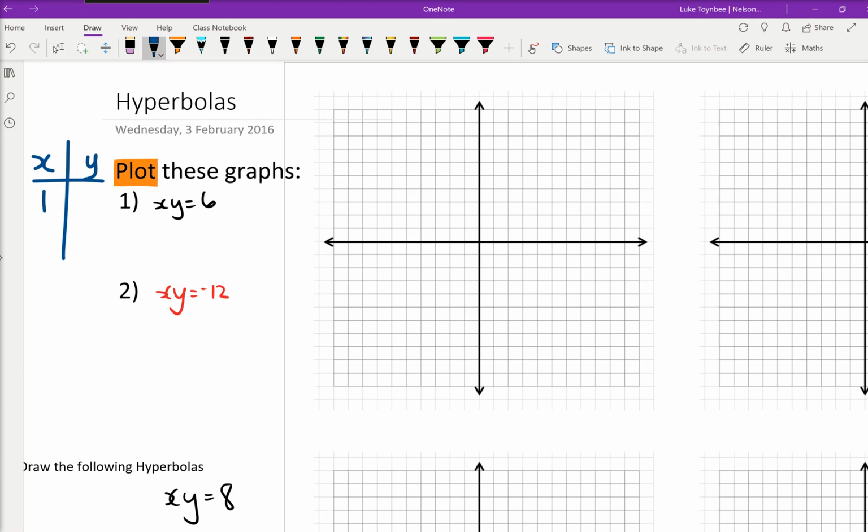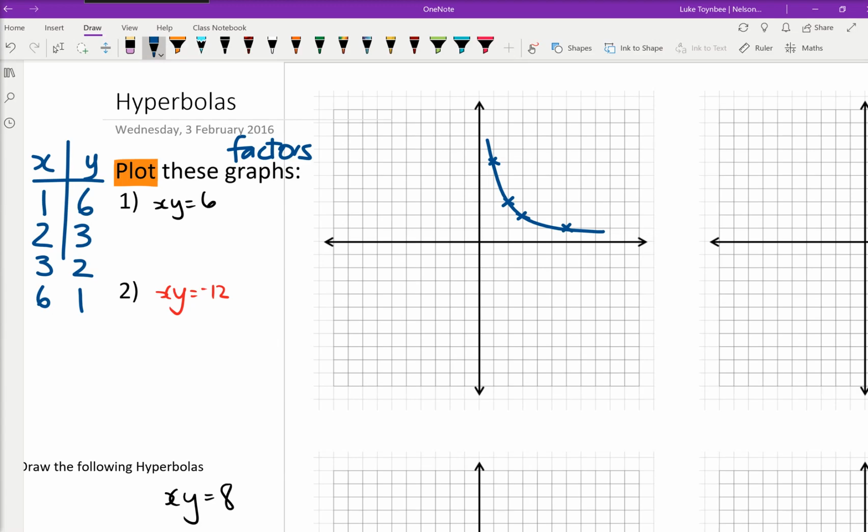Okay, so when x is 1, 1 times 6 is 6. When x is 2, y is 3. So what I should be doing over here is plotting 1, 6, 2, 3. When x is 3, y is 2. When x is 4? 5, 6. Stick with those nice round numbers. Okay. In other words, you're sticking to factors. Okay. Any questions on that one?